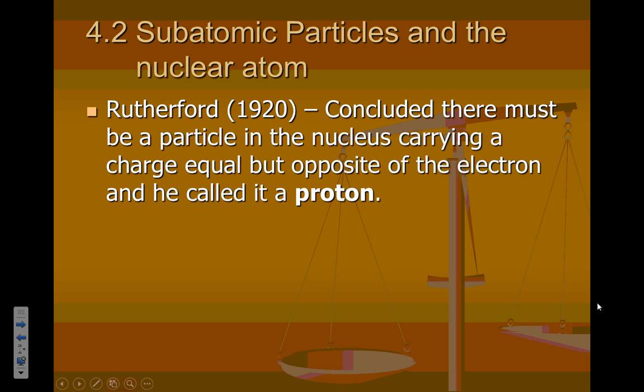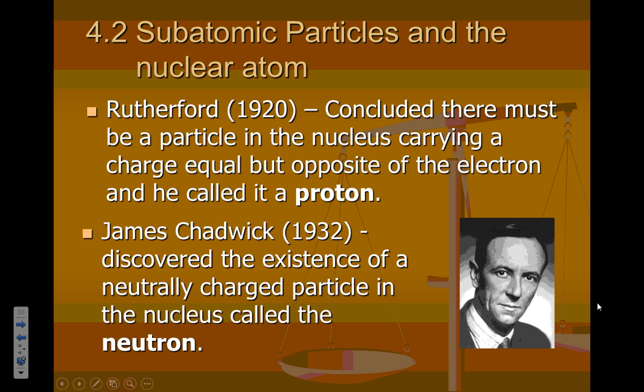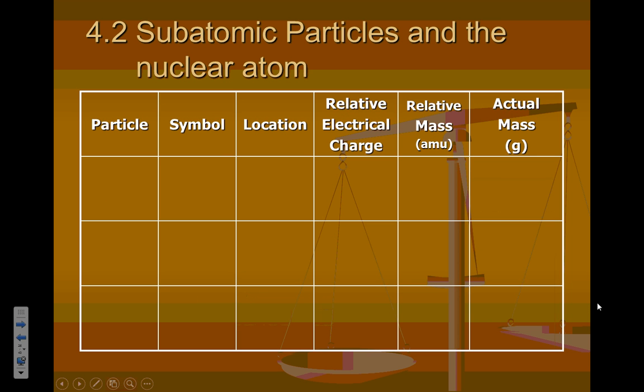Well, we were still missing the neutron, the neutrally charged particles inside an atom, and that wasn't until 12 years later when James Chadwick in 1932 discovered the existence of neutrally charged particles inside the nucleus as well. And now finally we would have accounted for the mass of what we would expect to see in general inside an atom. So when you put it all together, what do we know and where are they at and what are the masses and charges and so forth of these particles?